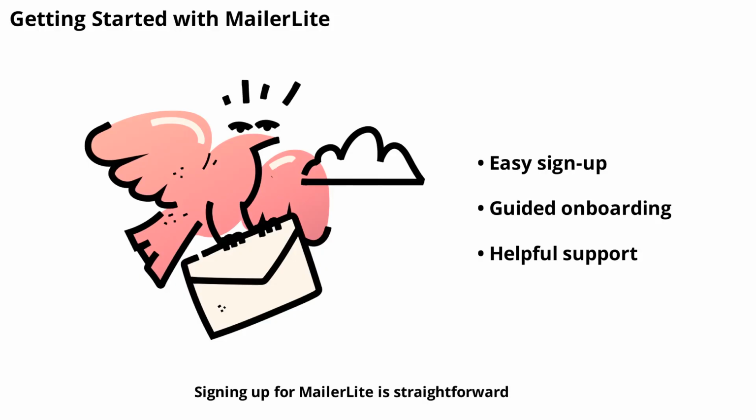Signing up for MailerLite is straightforward. You simply create an account, verify your email, and you're ready to start building your first campaign. The onboarding process guides you through setting up your first list and creating your initial automation. Even if you've never used email marketing software before, you'll find the process intuitive and well documented. MailerLite's support resources are also helpful if you need extra guidance along the way.